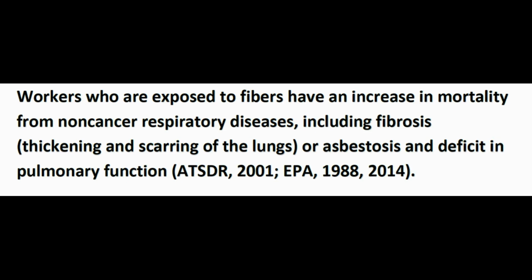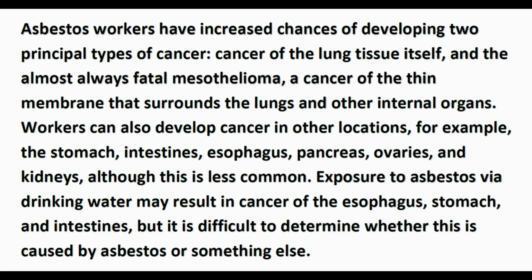Again, workers who are exposed to fibers have an increase in mortality from non-cancer respiratory diseases, including fibrosis, which is the thickening and scarring of the lungs, or asbestosis, and deficit in pulmonary function. Asbestos workers have increased chances of developing two principal types of cancer: cancer of the lung tissue itself and the almost always fatal mesothelioma, a cancer of the thin membrane that surrounds the lungs and other internal organs. Workers can also develop cancer in other locations, for example, the stomach, intestines, esophagus, pancreas, ovaries, and kidneys, although this is less common. Exposure to asbestos via drinking water may result in cancer of the esophagus, stomach, and intestines, but it is difficult to determine whether this is caused by asbestos or something else.